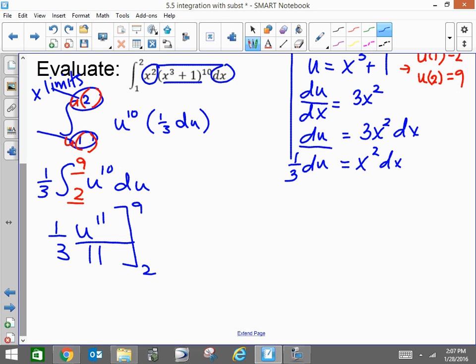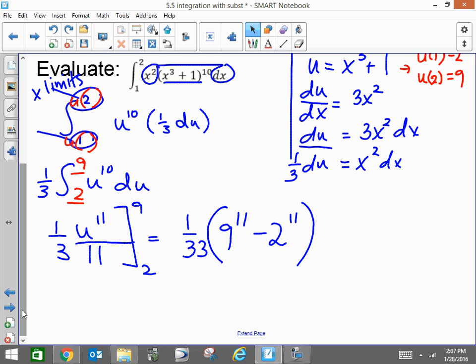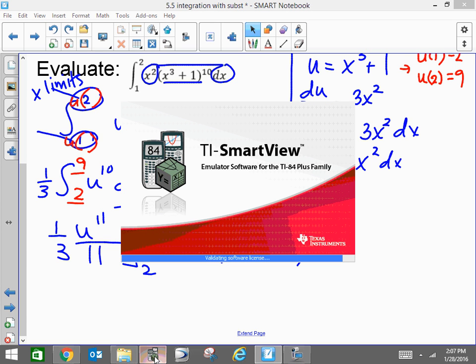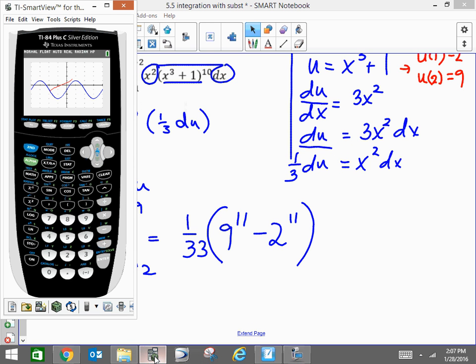So 1/3, we're going to multiply, whoa, I guess we might as well do 1/33, huh? So what's that, 9 to the 11? Yikes. Minus 2 to the 11. We're done with it. We're not going any further than that. Okay? So, let's get your calculator out and let's just plug in from the very beginning.